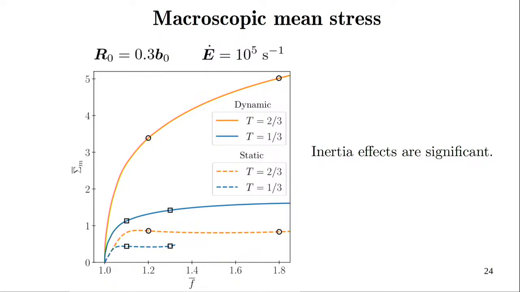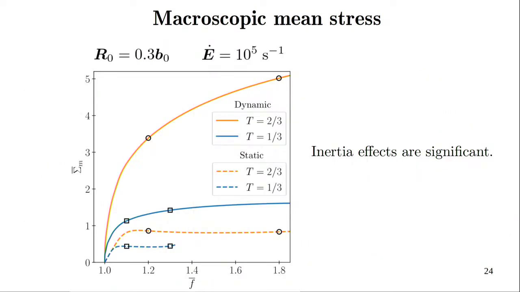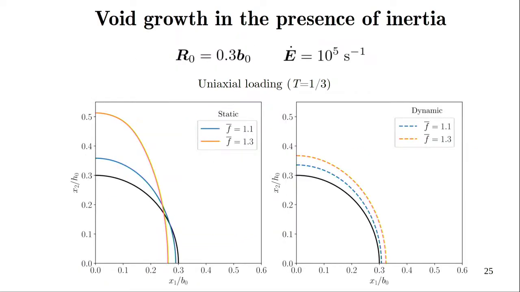Now, if you look at the mechanism of void growth, up to 10 power 3 per second, whether you do a static simulation or a dynamic simulation, the void growth phenomenon does not change, the void growth shape does not change. Whether it is a dynamic condition or a static simulation, most of the mechanism remains the same. But since inertia effects are being introduced here, the void growth mechanism will not remain the same. That can be confirmed by looking at the void growth profile.